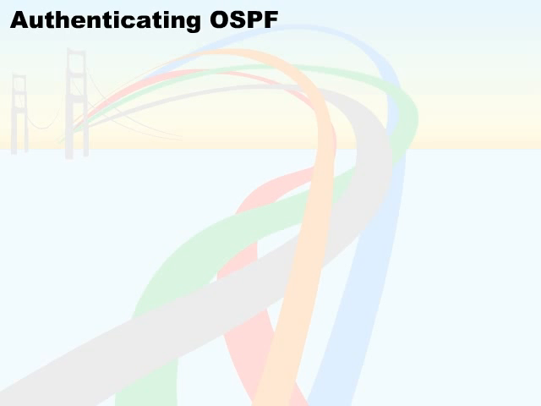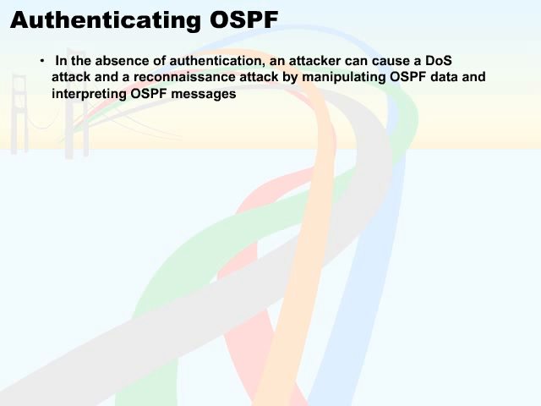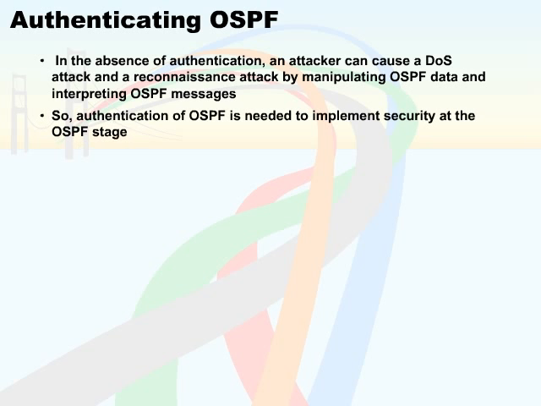We've configured OSPF in a network, but does this configuration ensure the security of OSPF data and OSPF messages being carried over the network? Absolutely not. In the absence of authentication, an attacker can cause a denial of service or DoS attack, and a reconnaissance attack by manipulating OSPF data and interpreting OSPF messages. So you'll need to authenticate OSPF to implement security at the OSPF stage.